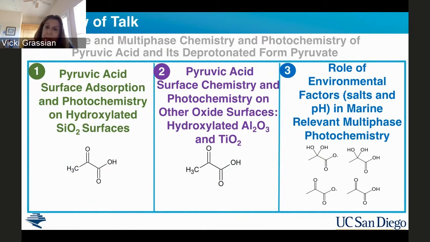And then I'm going to talk about the role of what I call environmental factors in the aqueous phase, marine relevant multiphase chemistry of pyruvic acid. And what I show you here is that things get pretty interesting pretty quickly when you go into the aqueous phase, because we have to worry about four forms of pyruvic acid. First of all, the protonated and deprotonated forms, but you also get the enol form as shown here. And what's interesting is that the enol form is a dark form, if you will, and I'll talk more about that later in this talk.